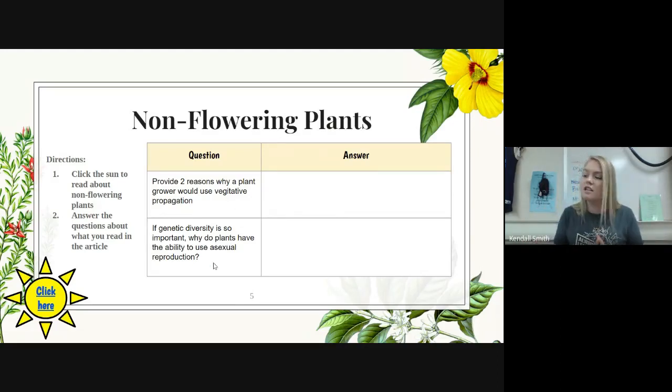Okay, and then lastly, if genetic diversity is so important, why do plants have the ability to use asexual reproduction? So you got to think about sexual reproduction in flowering plants, and then you also got to think about asexual reproduction, because remember, some plants do both. Many plants do both. So why would plants that can reproduce sexually choose to reproduce asexually? Got to pull that knowledge together.